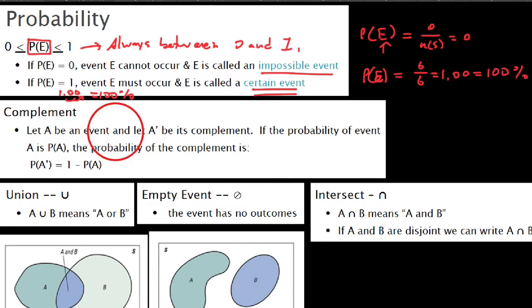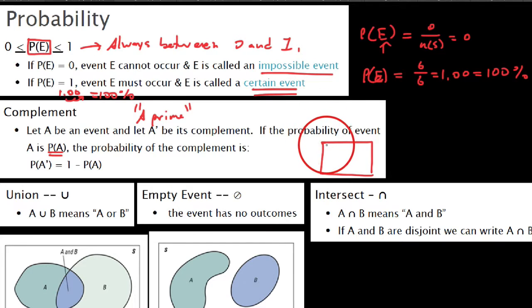We say letting A be an event, and A prime is how we would read this here, A prime, be its complement. Basically, we say if the probability of an event A is P of A, then the probability of its complement is the probability of A prime, and that's equal to 1 minus the probability of A. So what I basically want to do here is I want to illustrate this.